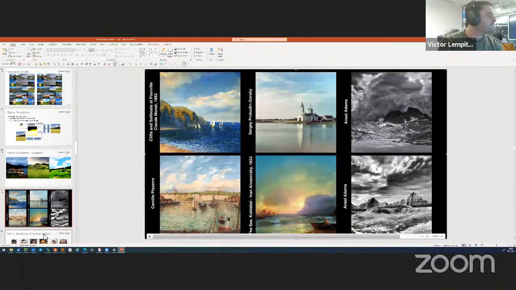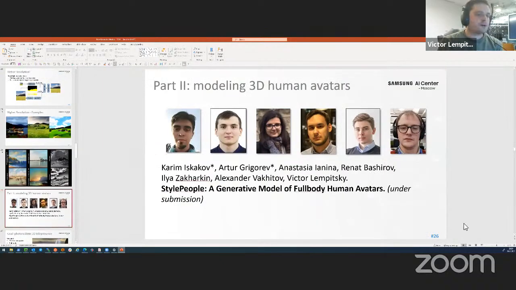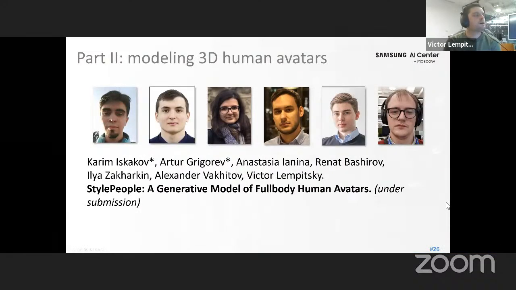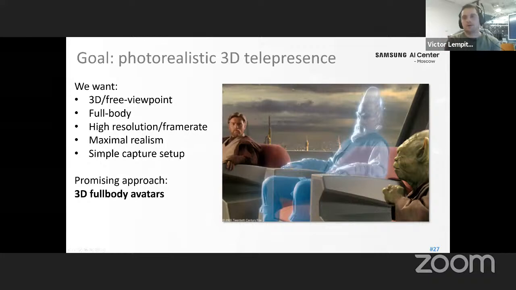Now let me move on to the second part about 3D human avatars. This is joint work with Karim, Artur, Anastasia, Renat, Ilya, and Alexander. Let me quickly mention that our work is motivated by our interest in 3D telepresence. Modeling human appearance in 3D is obviously a very challenging thing to do. I don't need to explain it in this audience. It has many conflicting needs. What I will present today is very far from perfection, but I think it's still an interesting step.